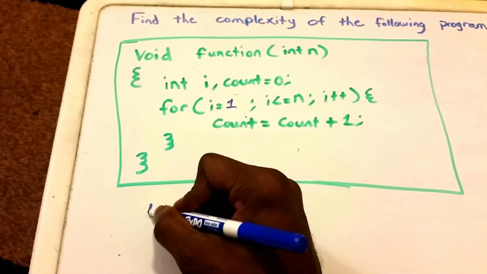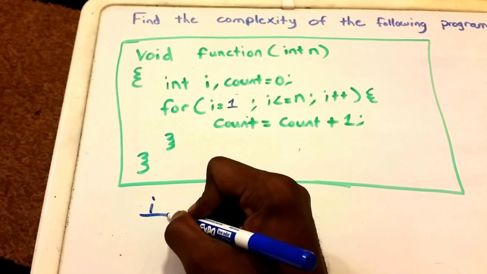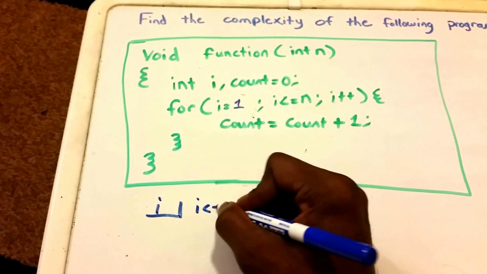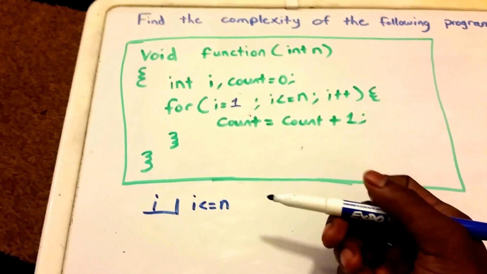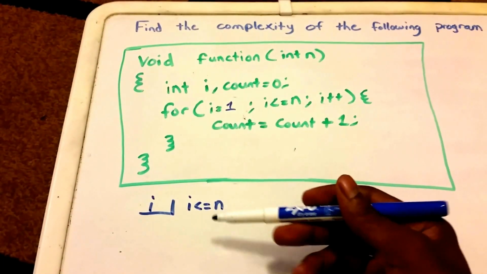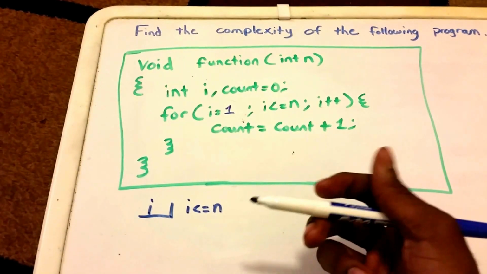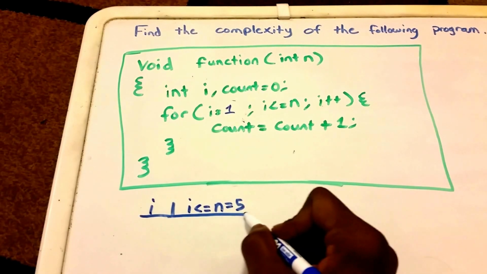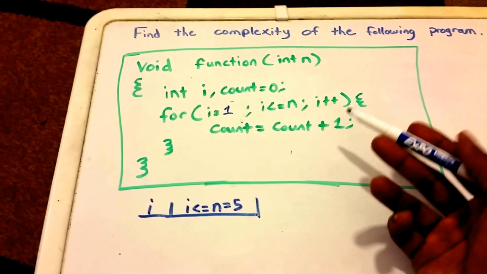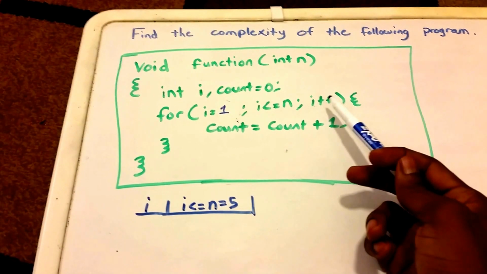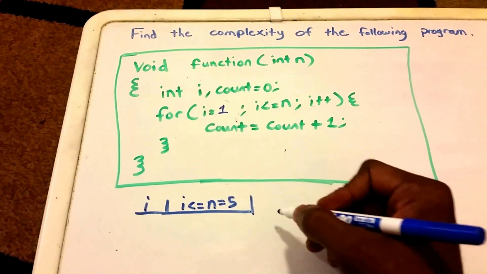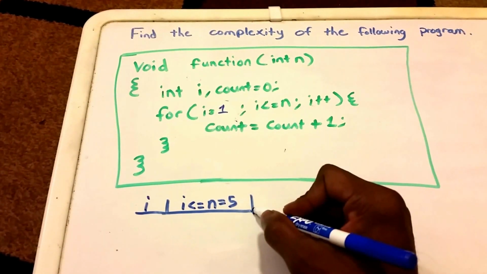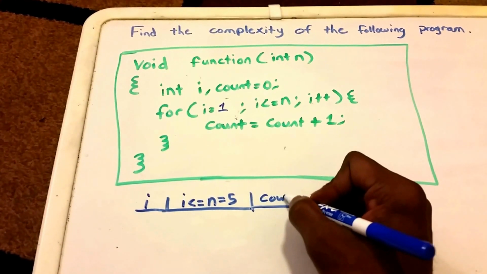First we have our i, which is going to equal some value. Then we're going to do a check. So we're going to see if i is less than or equal to n. And for now, let's set n to a value like 5. And then of course, i is going to increment once this is all done. So let's go ahead and look at our count variable.